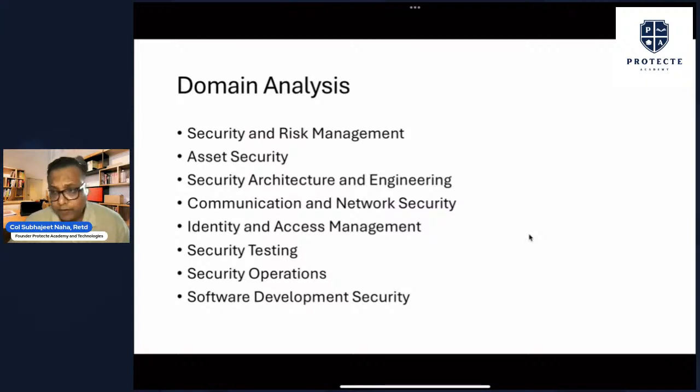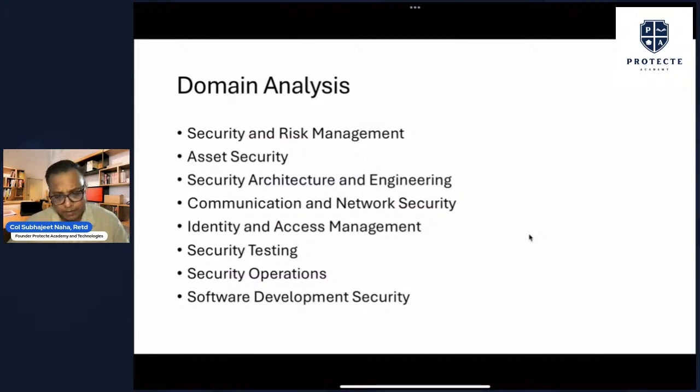For those who have just joined, a small introduction. I'm Colonel Shubhajit Na. I'm the founder of Protect Academy. My aim is to take CISSP to each and every IT and information security professional's skill set. Why? Because it's a very beautiful certification once you prepare for it.